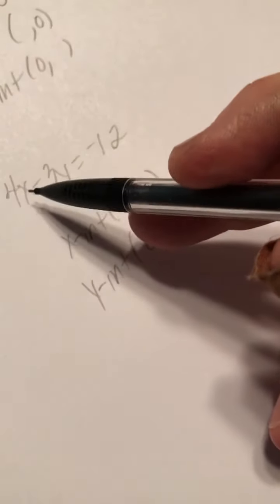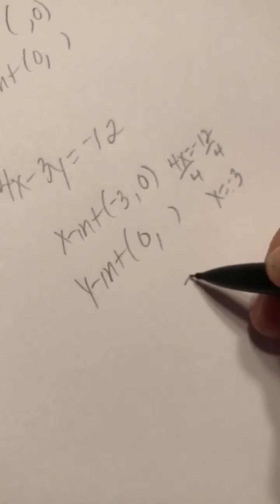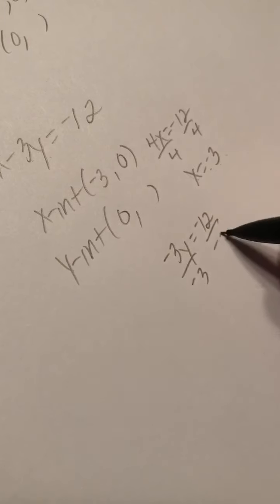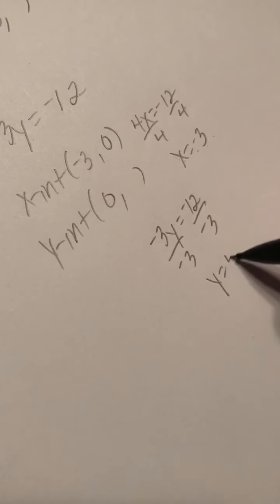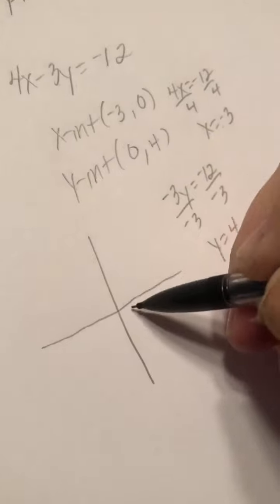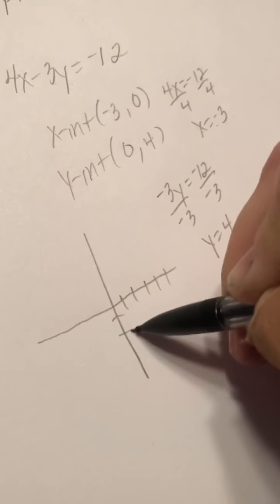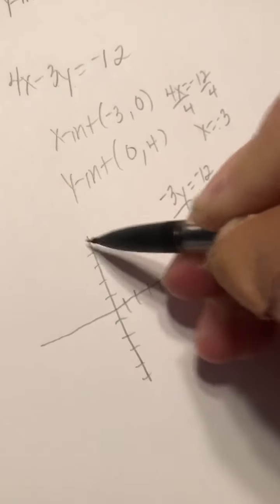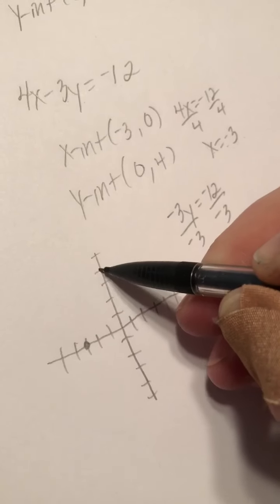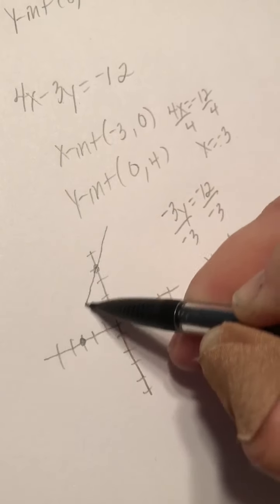Now we plug 0 in for x. Well, 0 times anything is 0. So negative 3y equals negative 12. Divide by negative 3. And y equals 4. And then once you have all that, you are ready to graph. Not a great graph, but it works. So what I'm looking for here is that you graph negative 3, 0 on the x-axis, 0, 4 on the y-axis, and draw the line, okay?